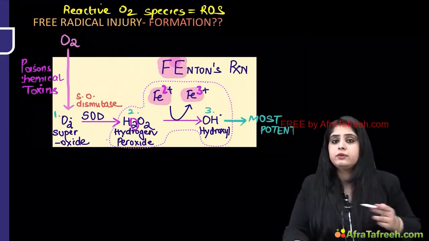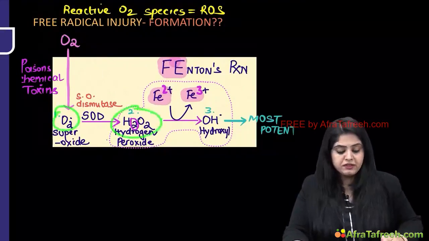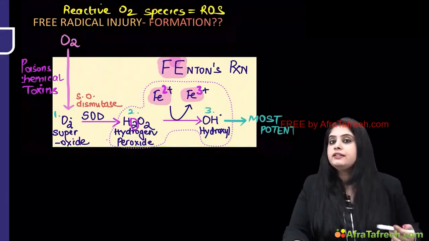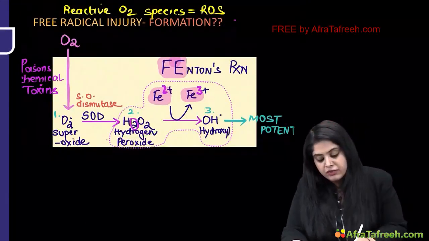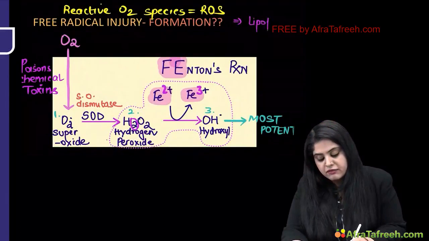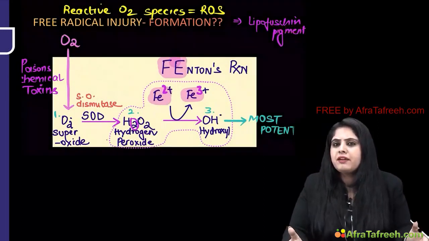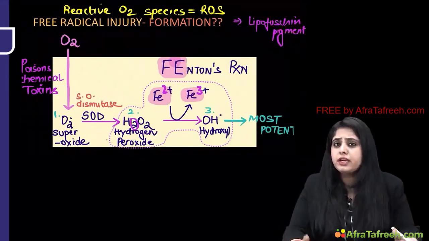So tell me now, indirect question. So many free radicals are forming. Which pigment will they form? Which pigment is a telltale sign of free radical injury? So free radical injury means this will result in the formation of which pigment? Lipofuscin pigment. So this means damage is happening, the body is having a lot of damage. Do you want that? No.